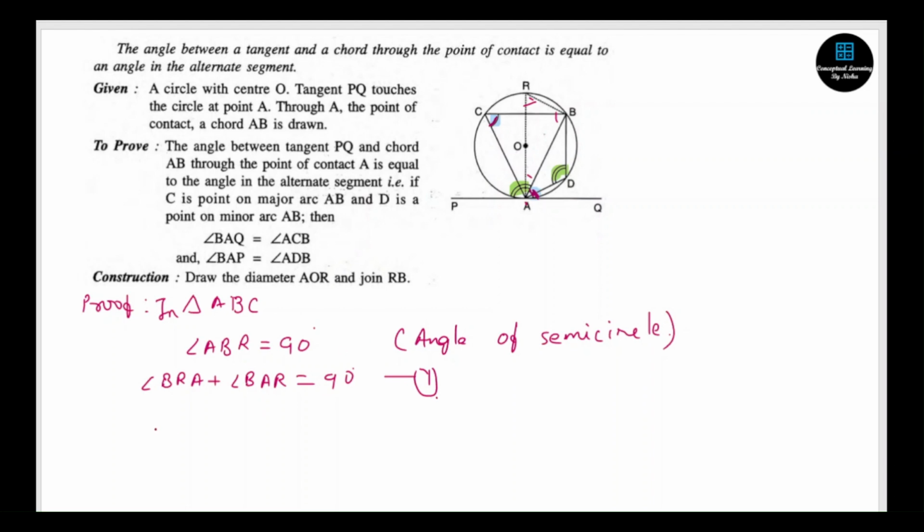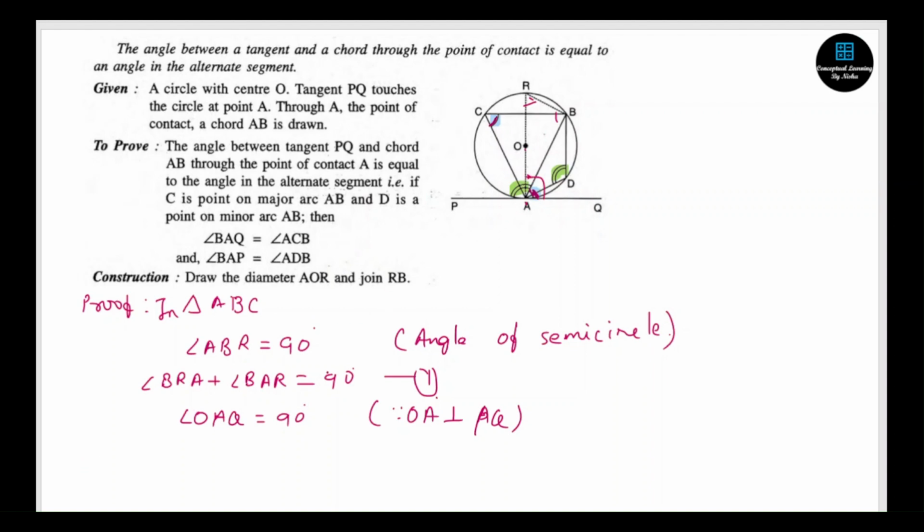Alright. Now what I can say about this angle, angle OAQ is 90 degrees. Correct? Why? Yes, because the radius OA is perpendicular to the tangent PQ. Sorry, PQ. Alright.